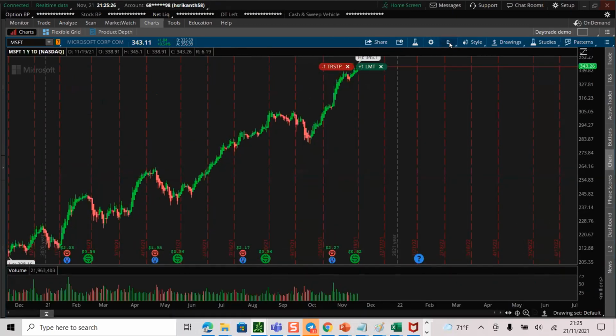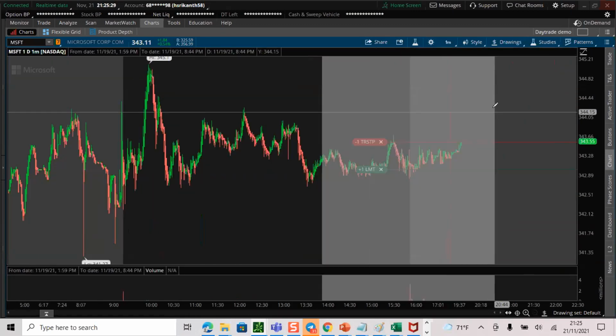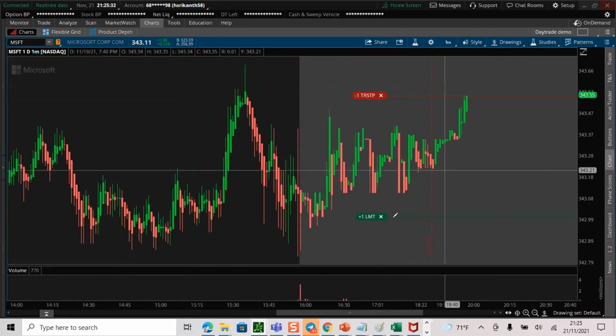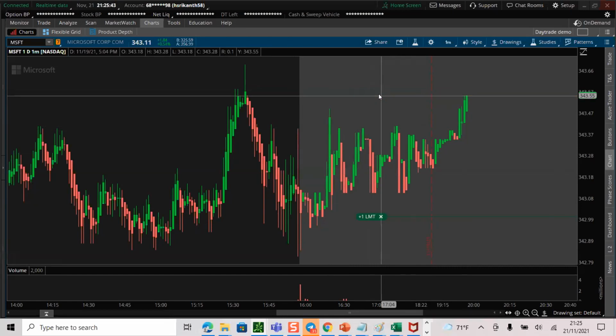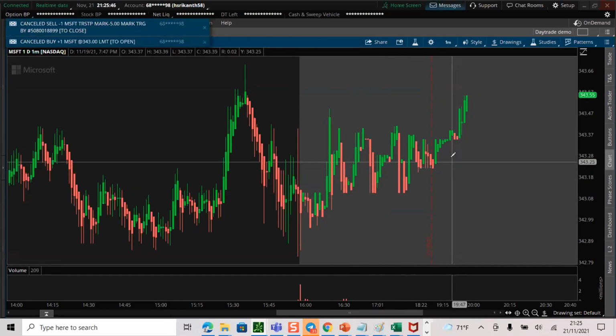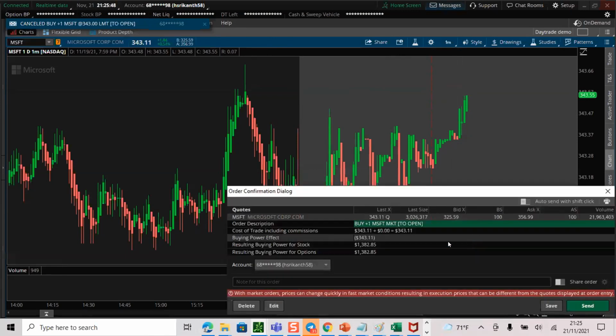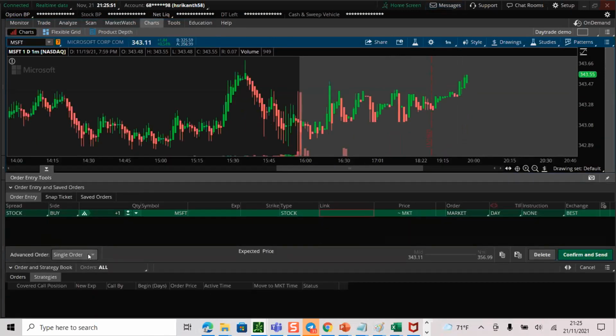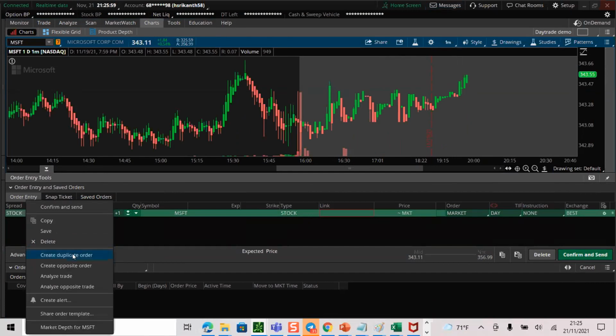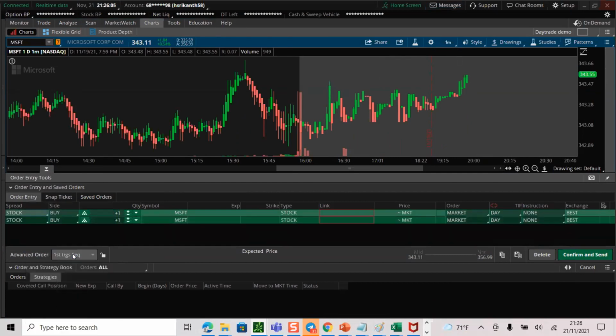And just come here. Right, okay, so your buy order and sell order is placed. I'll show one more time. Right click, click on buy, click on edit, and here change it to first trigger sequence, and right click on the buy order, create a duplicate order, so that you are creating a reversal order.